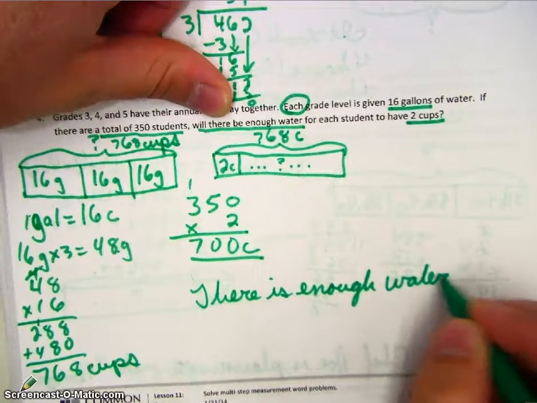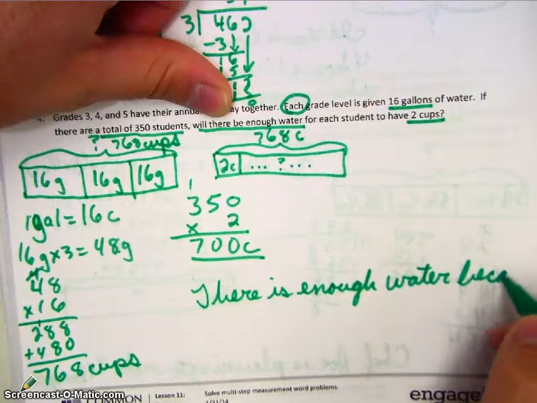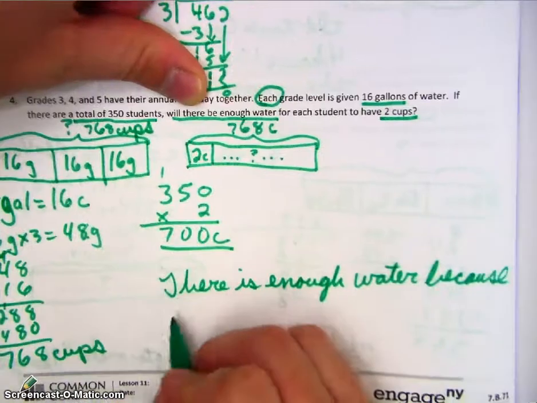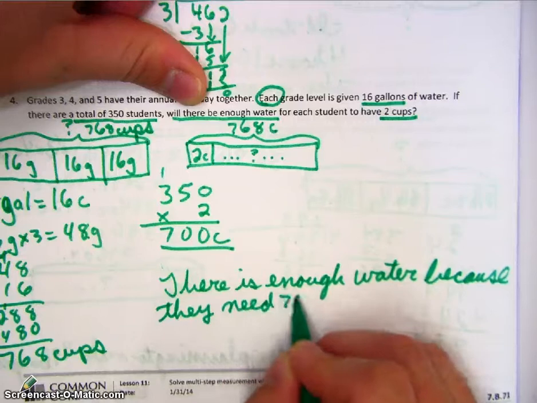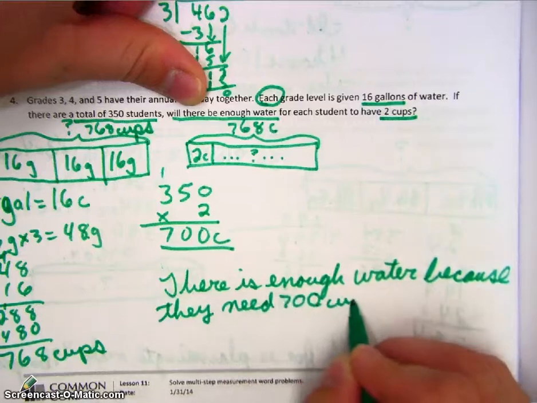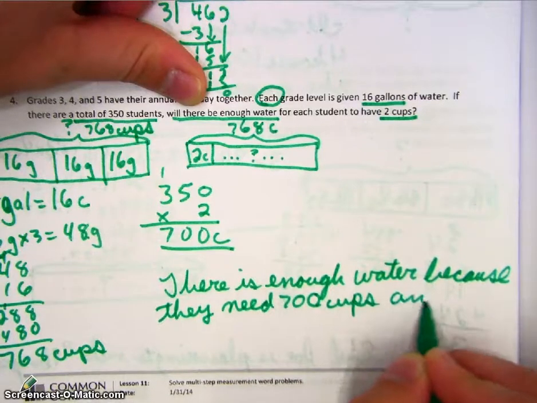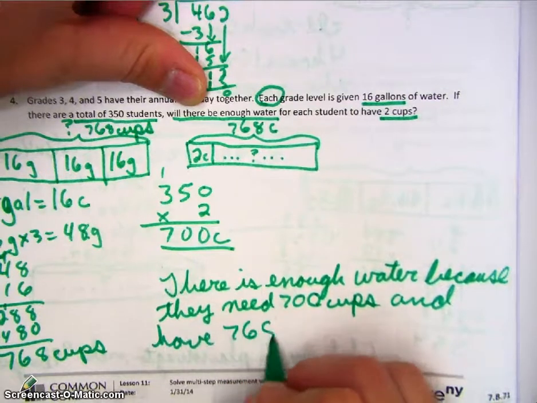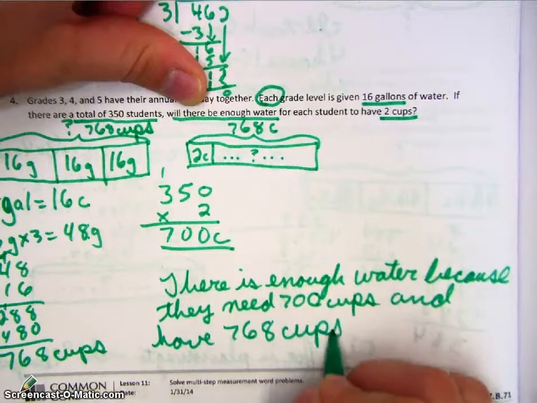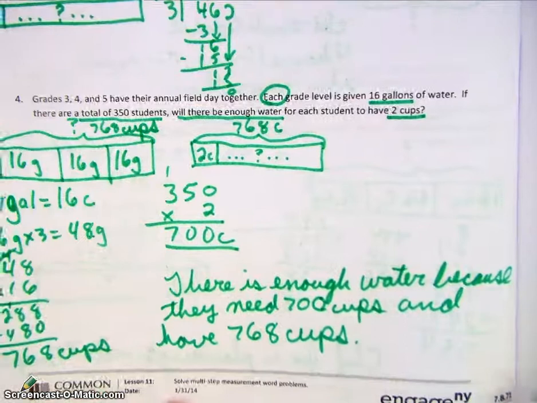Water, okay, because they need 700 cups and have 768 cups. Okay, so they have more than enough, they have plenty.